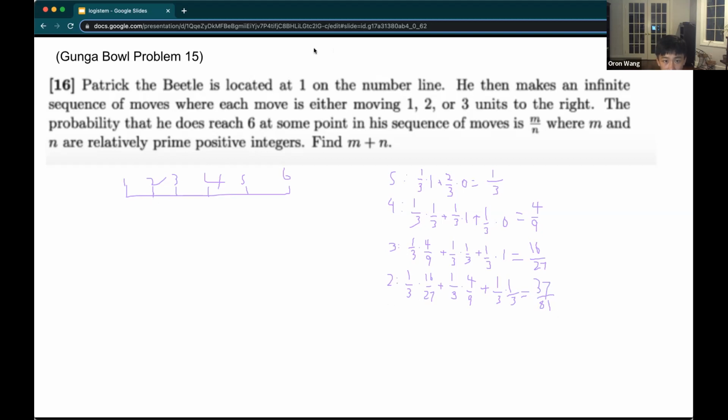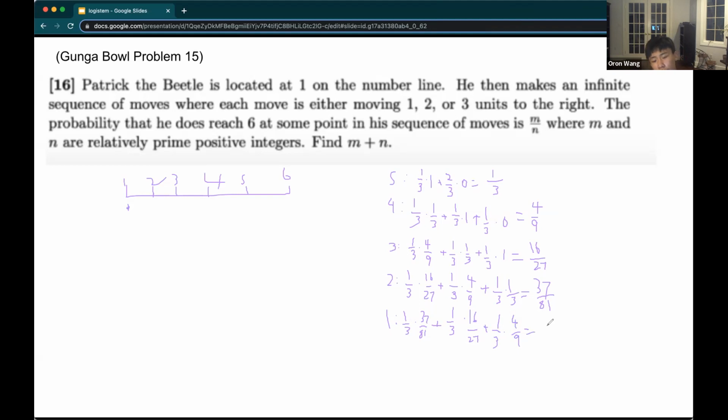And now finally, moving to 1. And for 1, we have a 1/3 chance he moves 1 unit to the right, lands on 2. And there's a 37/81 chance that he'll eventually reach 6 from there. Then there's a 1/3 chance he lands on 3. And there's a 16/27 chance he reaches 6. And there's a 1/3 chance he lands on 4. Then there's a 4/9 chance he reaches 6.